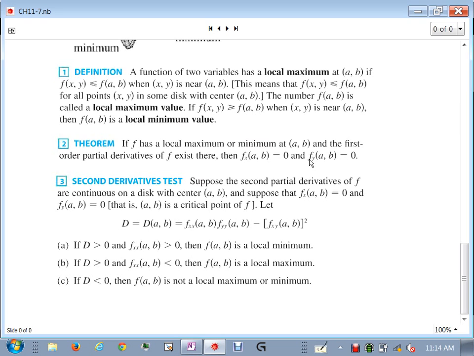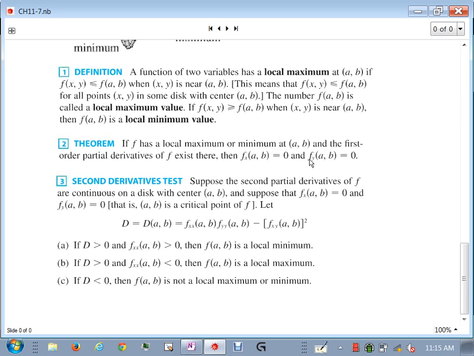We can compute this thing that we're going to call d. Don't confuse the d with the directional derivative, all right? This d is going to be computed by taking the second partial with respect to x, evaluated at the point, times the second partial with respect to y, evaluated at the point, minus the partial with respect to x, then y, evaluated at that point, then squared. Then just compute that. All right, so that's going to give you a number.